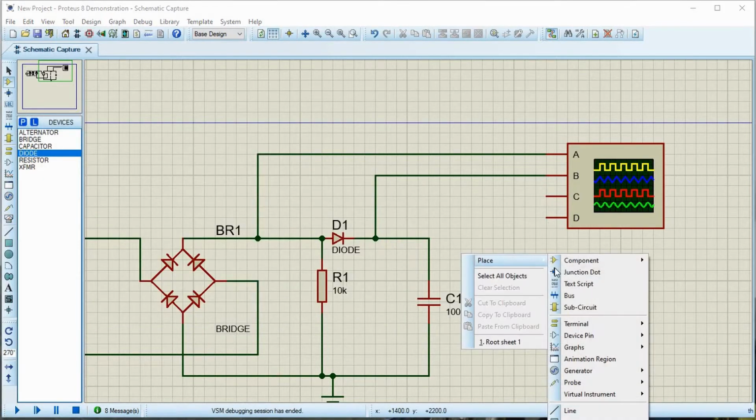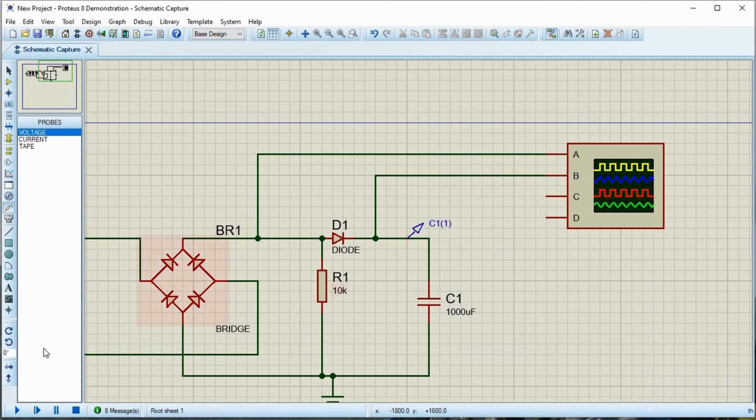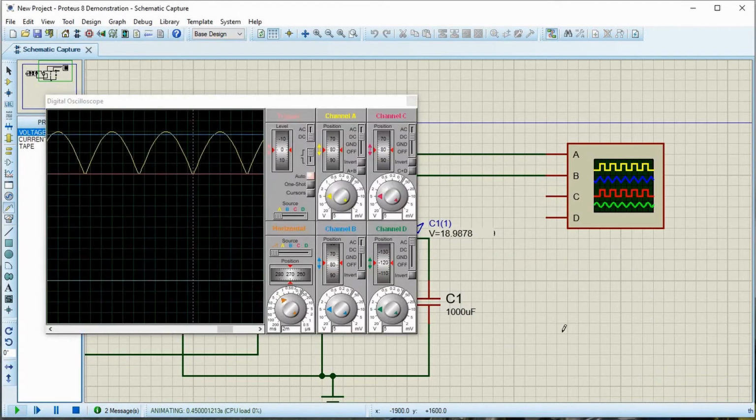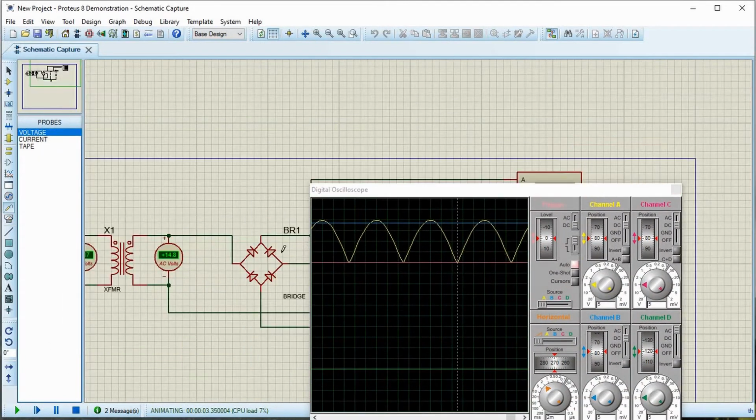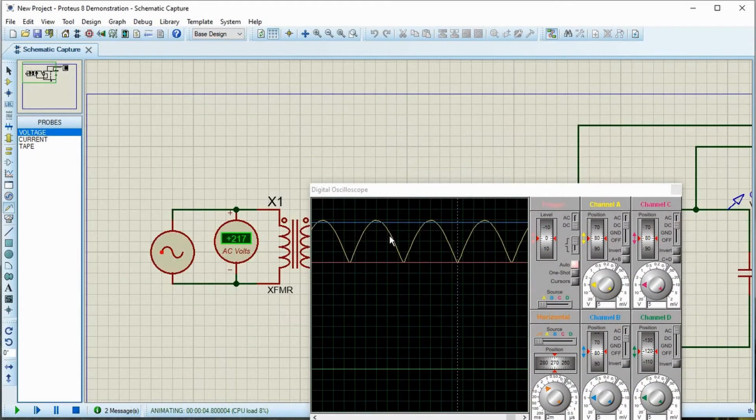Let's see what is the voltage. So it is 18 volts or 19 volts. Basically what will happen is we have set this to around 15 volts. So this capacitor will get charged to 15 into root 2.